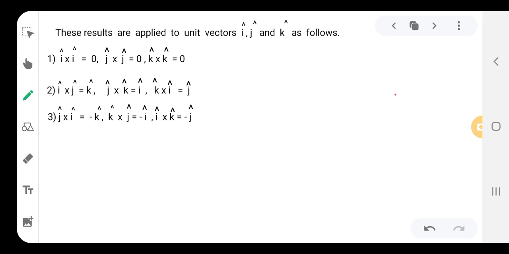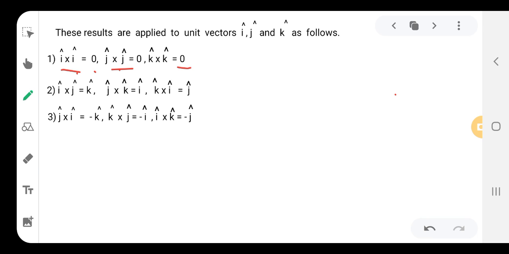Now let us see some of the results of multiplying the unit vectors. The first one, as I told you, is for similar vectors. In the previous page we saw A cross A, which means they are parallel to each other. Therefore, I is the unit vector along the x-axis, J is the unit vector along the y-axis, and K is the unit vector along the z-axis. So I cross I equals 0, J cross J equals 0, K cross K is equal to 0.